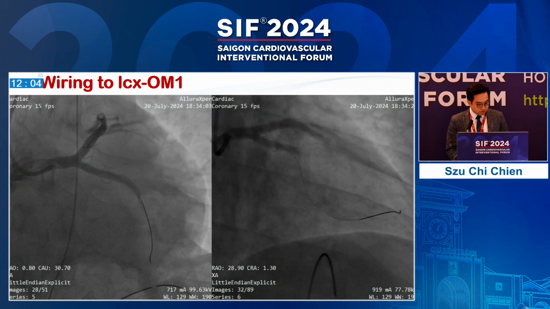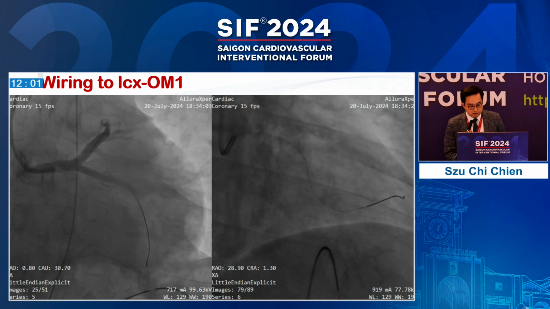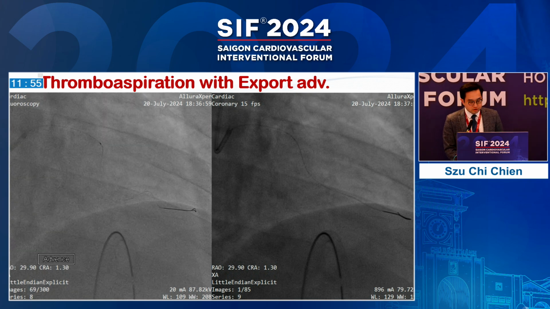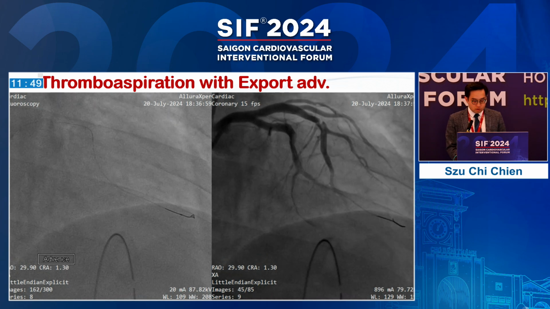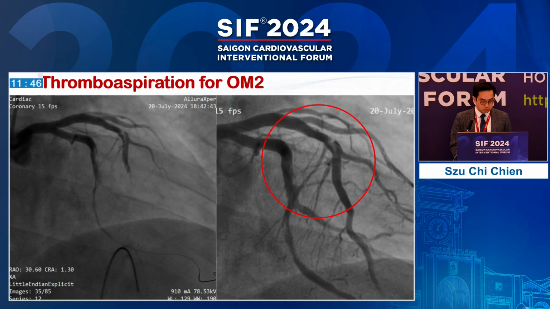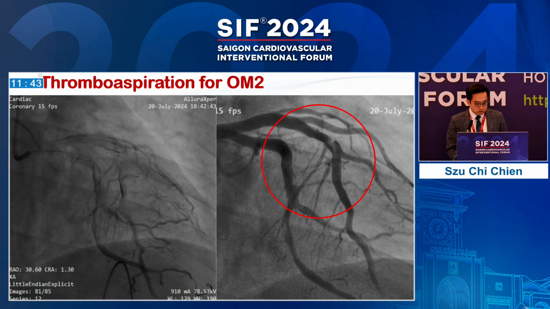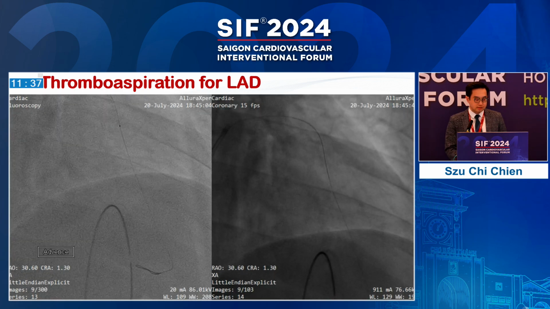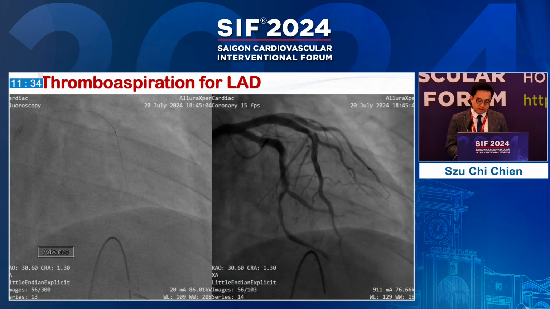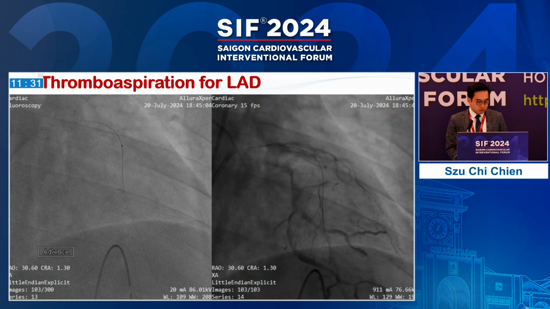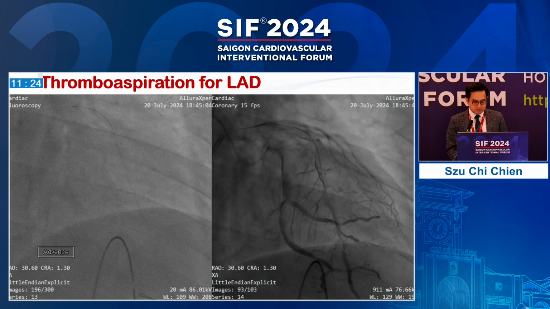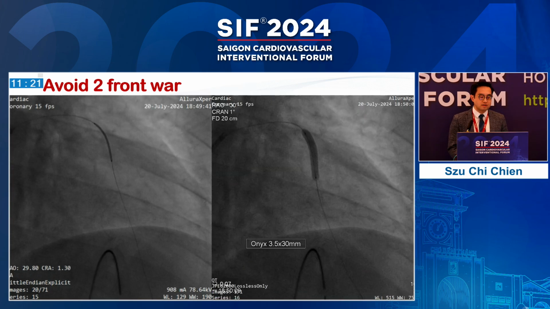That's easy after using the advanced aspiration catheter, as you can see. It's easy. There's no calcification in this young man. After that, OM1 is okay. Then I did some thromboaspiration in OM2. It seems okay. So I wanted to fix the LAD because I don't want to face two front wall infarcts. So I did LAD thromboaspiration. As you can see, there's still some filling defects. So I just did direct stenting in this LAD.